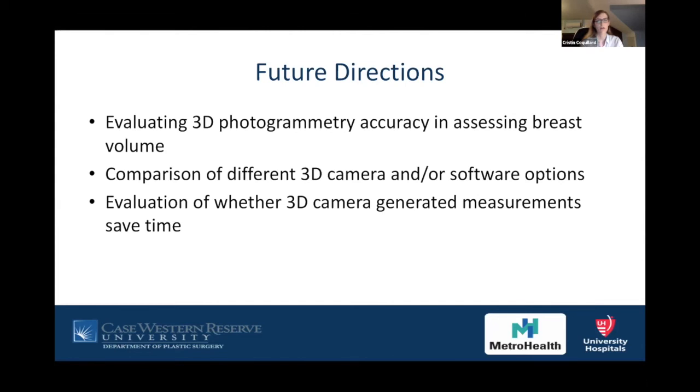We can also evaluate whether or not this is a useful modality in assessing breast volume, and also compare different 3D camera and software options to see if one system would be more accurate than another. Those are a few questions to answer of whether we can do this. I think it's also important to ask whether we should use the fancy 3D camera for these measurements. And so it would be important in the future to evaluate whether these 3D camera generated measurements actually save surgeon time.